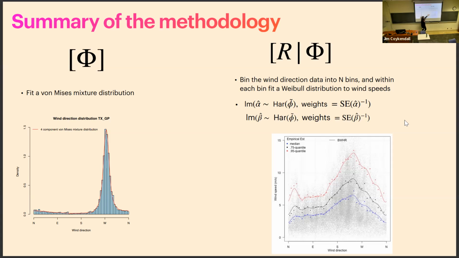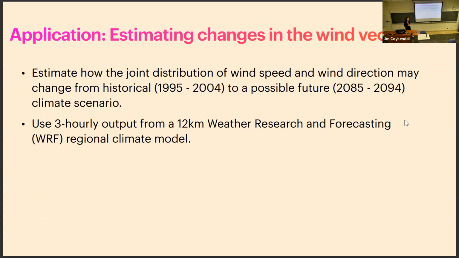So we call our directional wind speed distribution, or the methodology, the bin Weibull harmonic regression, and we use the BWHR acronym to represent it. So now that we have a model, we can use it in some applications.